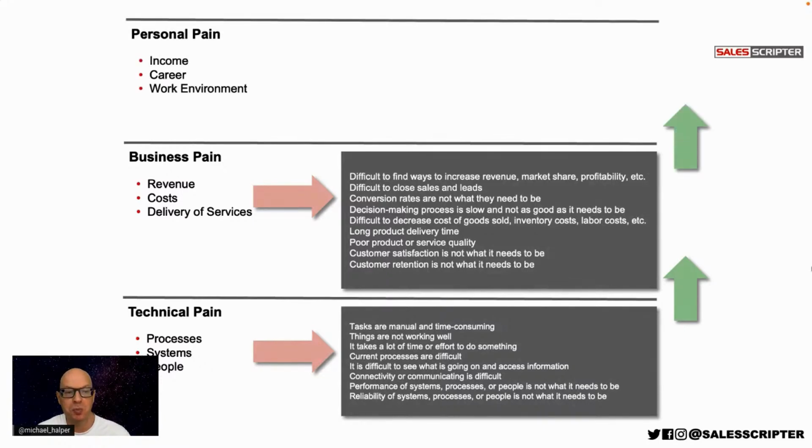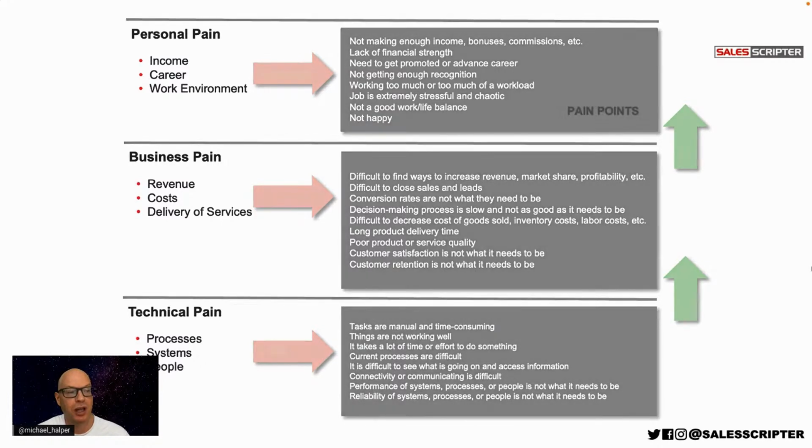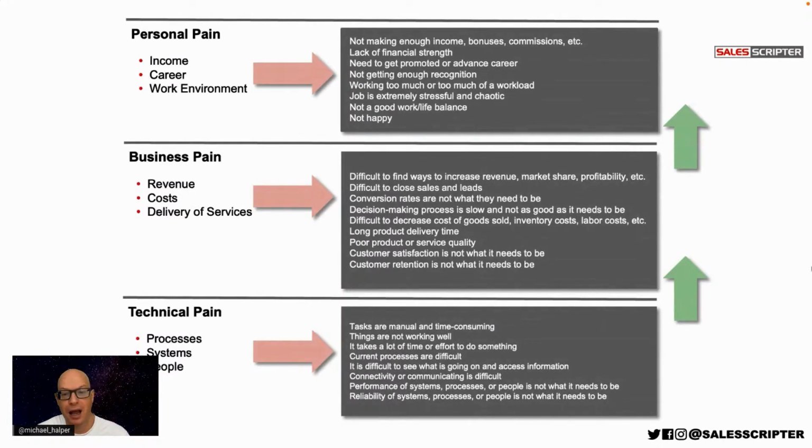And when those business pains are going on, usually the person that you're trying to sell to could be having some personal pain because they're not hitting their objectives. They're worried about their job security, they're working late nights. So not making enough income, lack of financial strength, not able to get promoted, not getting enough recognition, working too much, job is extremely stressful, chaotic, not a good work-life balance, not happy. So those are all pain points. And if your product or service can make those go away, then you should use that in your sales message and when you're communicating with prospects.